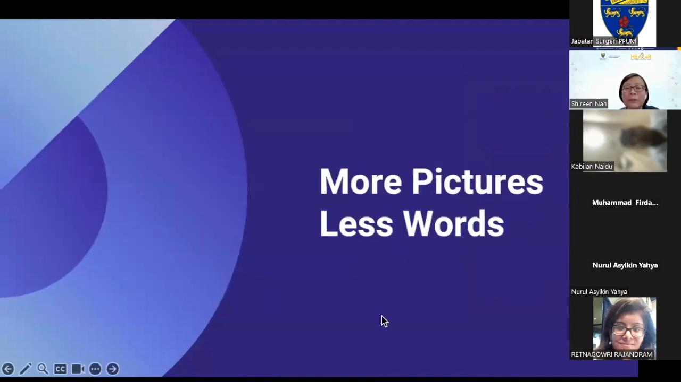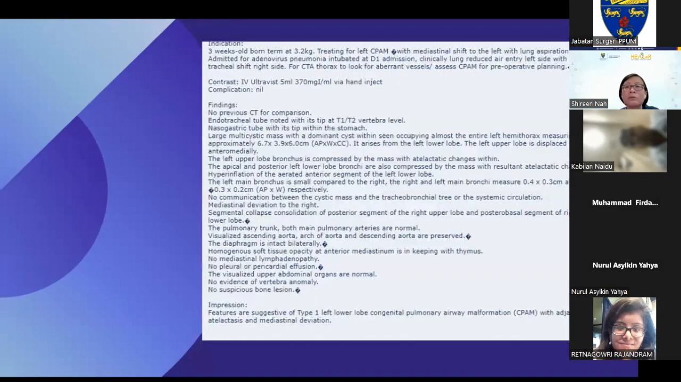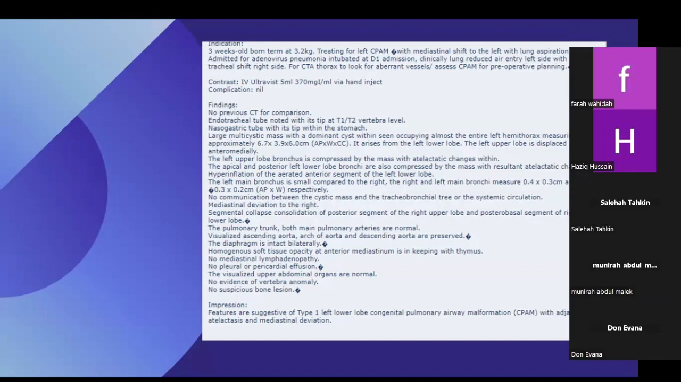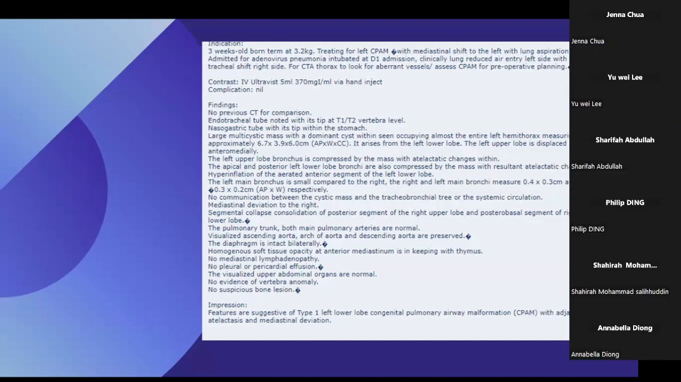And more pictures, less words. Again, we are surgeons, especially for surgeons, we want to use more pictures, less words. Okay, so very common. How often have I seen this in a presentation? Cut and paste the entire report here. Indication, 3-week-old born, contrast, findings, no previous CT from, and so on. Okay. Utterly meaningless when you're presenting a case or presenting for your X-ray conference, right?